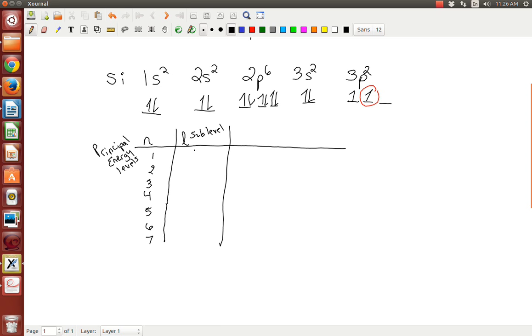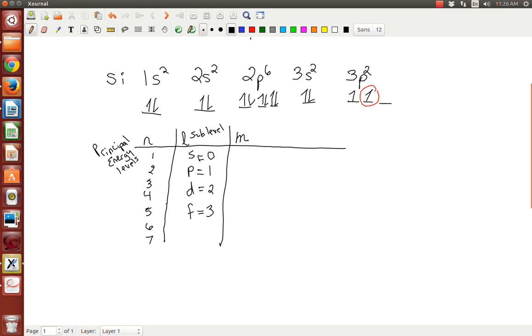Okay. Now let's remember that the sublevels are S, P, D, and F. And the S sublevel gets a number of 0. I don't know why they started with 0 and not 1, but they did. The P gets a 1, D gets a 2, and F gets the number 3. And the next quantum number is the magnetic quantum number.